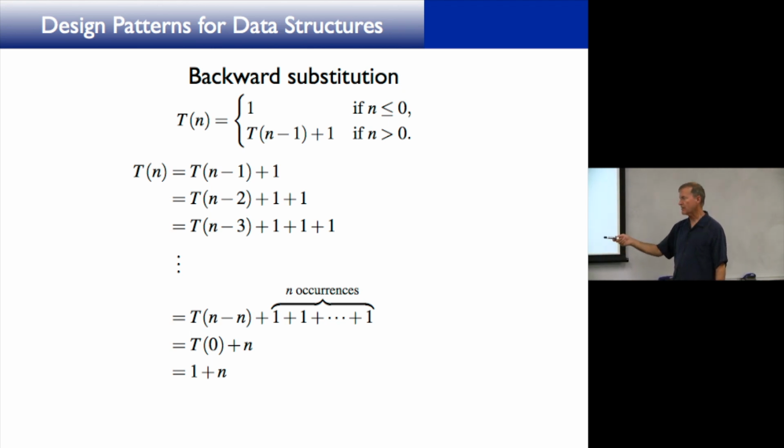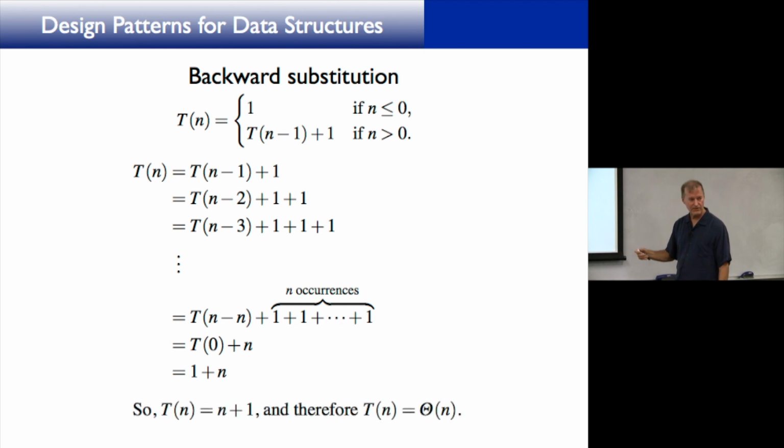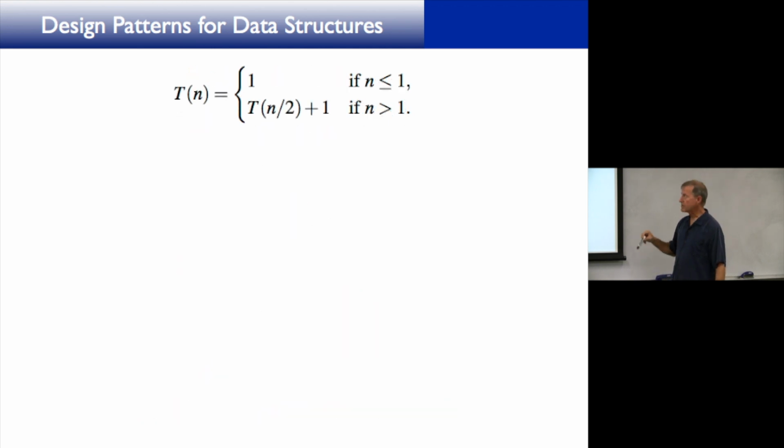So now we have T of n defined not in terms of itself. It's T of n equals n plus 1, and therefore it's big theta of what? Of n. Is everybody clear? Now this gets a little tricky, because what if you have something like this? T of n equals 1 if n is less than or equal to 1, and T of n over 2 plus 1 if n is greater than 1.